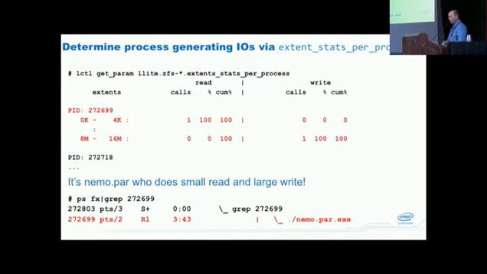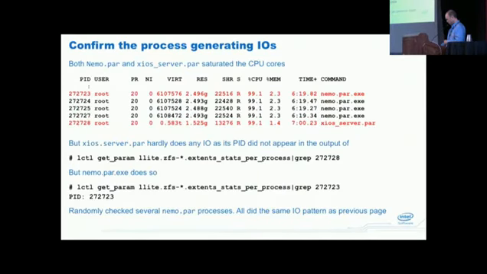That's helpful. We want to know which process is doing the writing, and using the extent stats per process, we're able to figure out that there's one process doing the reading and the writing, this PID. We look down, using ps here, and find there's a single NemoPar executable doing a lot of the reading and writing. We look at CPU usage and see that we have some high usage for that process.